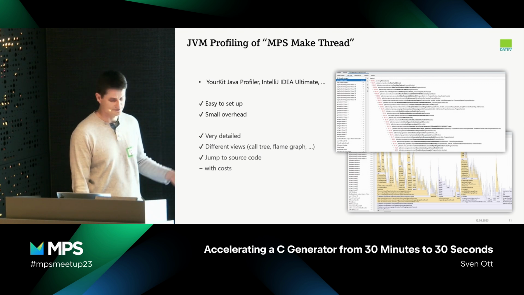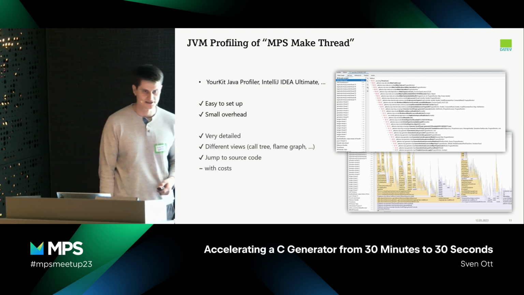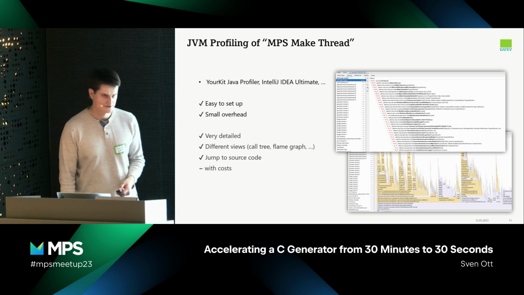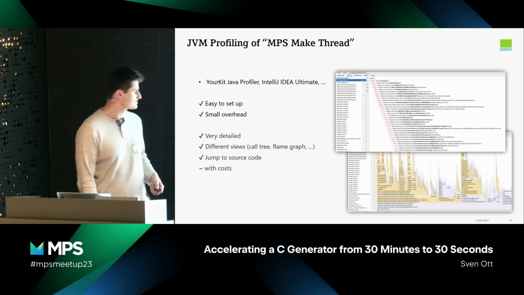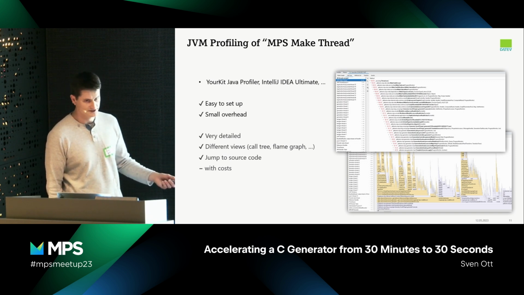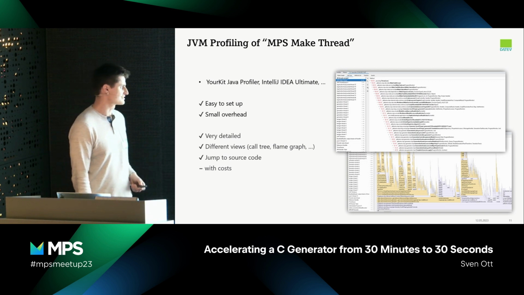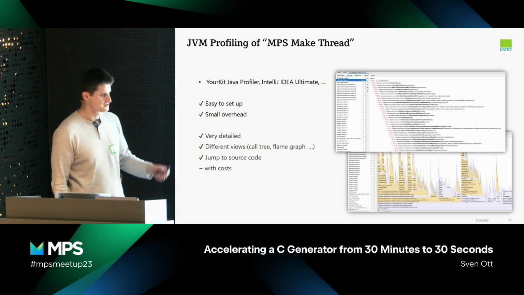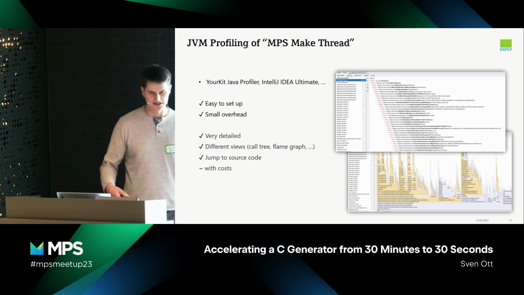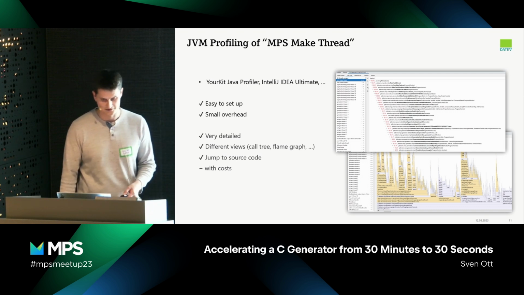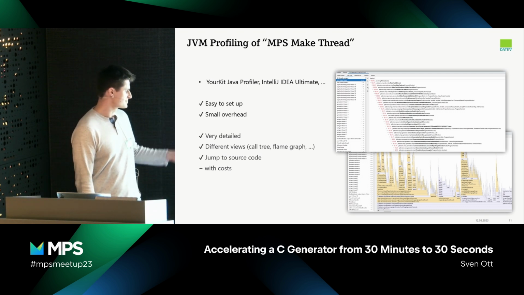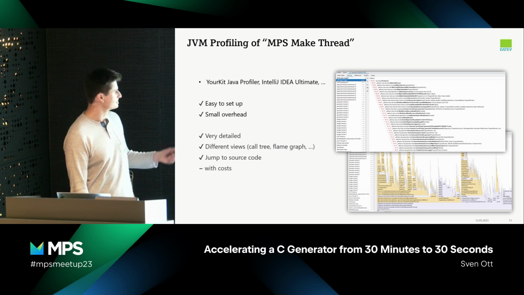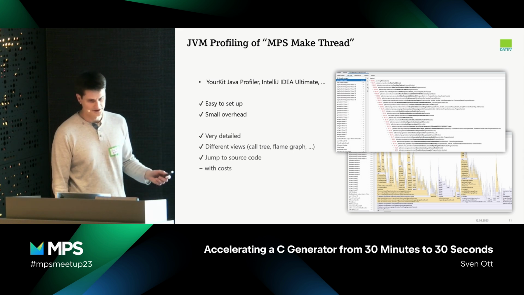It's also really easy to set up, and the overhead is quite small. But compared to the model generation performance report, you will receive more details, which might be overwhelming in the beginning. But once you are used to it, it's really nice to have this level of detail, and you have different views and other nice options like jump to source code. You can analyze the source code and so on. However, those tools are paid, so it's up to you to pay for those versions. I don't know if there's any really good free JVM profiler.